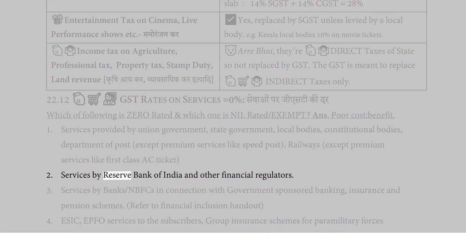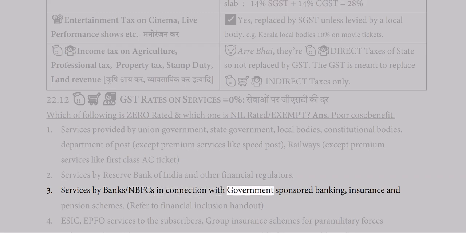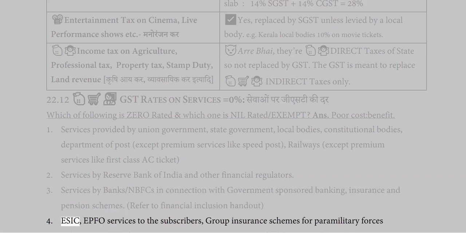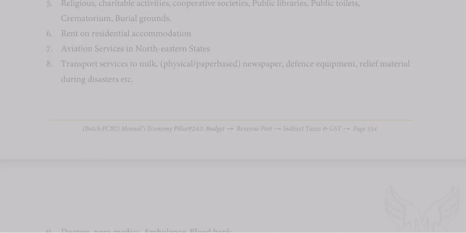2. Services by Reserve Bank of India and other financial regulators. 3. Services by banks or NBFCs in connection with government-sponsored banking, insurance and pension schemes. Refer to the financial inclusion handout. 4. ESIC, EPFO services to the subscribers, group insurance schemes for paramilitary forces. 5. Religious, charitable activities, cooperative societies, public libraries, public toilets, crematoriums, burial grounds. 6. Rent on residential accommodation.